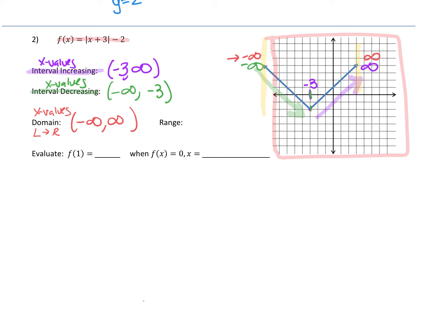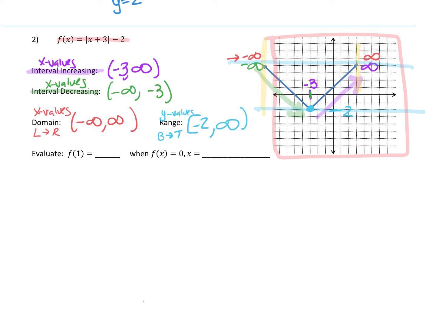Now, my range is my y values, and that's going to be bottom to top. So I'm going to look for the bottom of my graph here, to the top, which is here. So the bottom of my graph is here at -2, because again, I want to use the y number at this point. So -2, and then it points up forever, so it's pointing towards infinity.